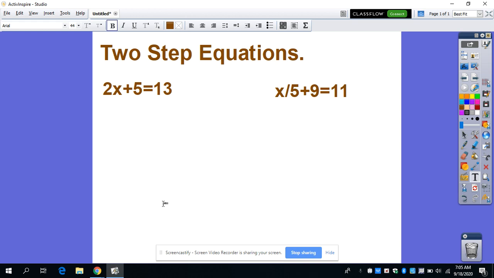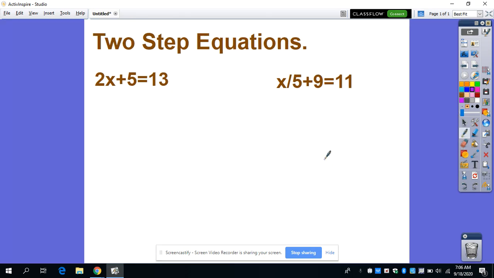Hey guys, okay, so I want to show you guys two-step equations again, only because I feel like on Nearpod I saw you guys making very silly mistakes. I know we did this last year, but it's been a while, so let's go over it just one more time. I know this looks a little overwhelming, but I want you to remember that a two-step equation is one step away from being a one-step equation.